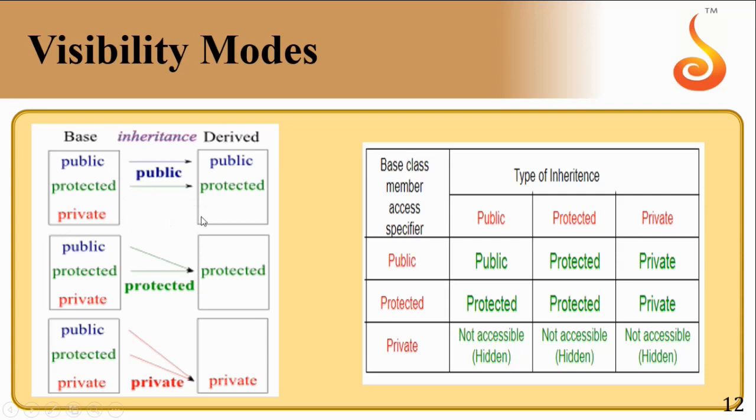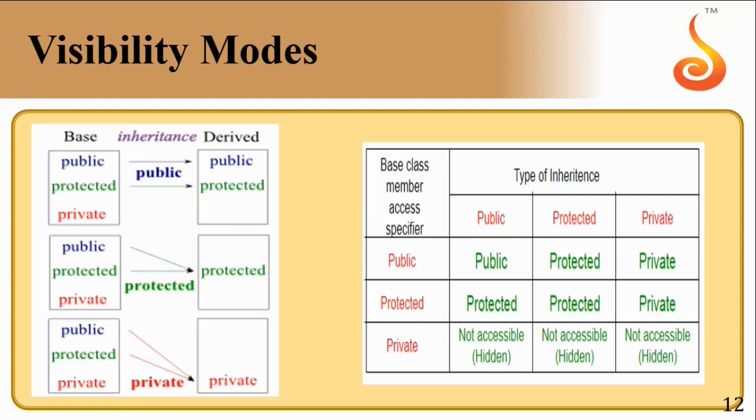is public. Next, if the visibility mode is protected, private never gets inherited. Public will go to the protected section of the derived class, and protected goes to the protected. If the visibility mode is protected, public goes to the protected section of the derived class, and protected also goes to the protected section of the derived class, and private data never gets inherited. This is when you say the visibility mode is protected.